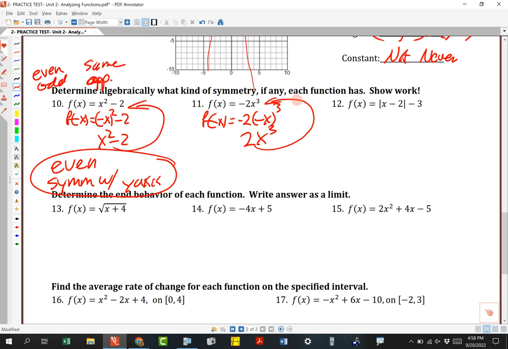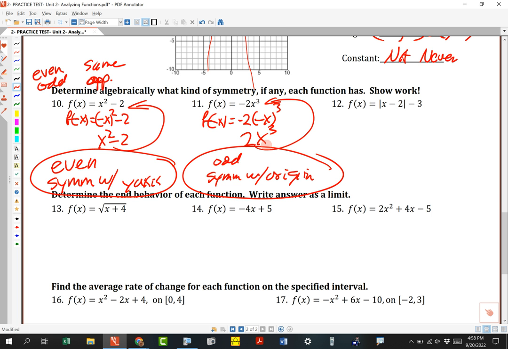So again, compare it with the original one. Is it the exact same? Nope. Is it the exact opposite? Well, yeah, it's the exact opposite because the original one was negative 2x cubed. Now we've got positive 2x cubed. So this is going to be the opposite. So this is going to be odd, which means it's going to be symmetric with the origin. It has rotational symmetry about the origin.